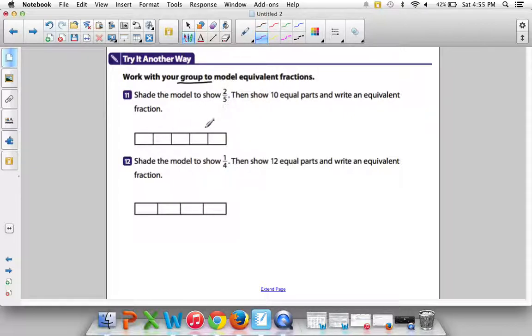Well, the 5 means how many pieces there are. 1, 2, 3, 4, 5. Perfect. The top is how much you shade. So we shade 1, then we shade 2. Why? Because there's a 2 right there in the numerator.